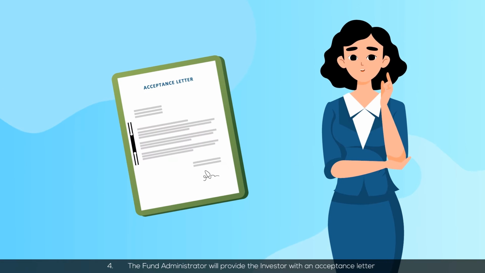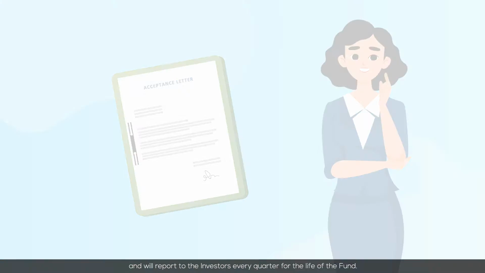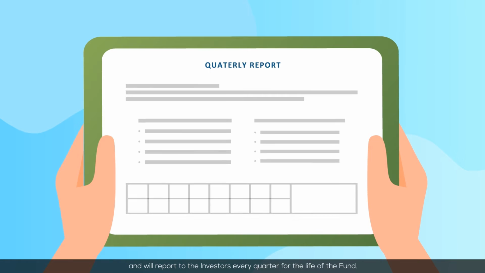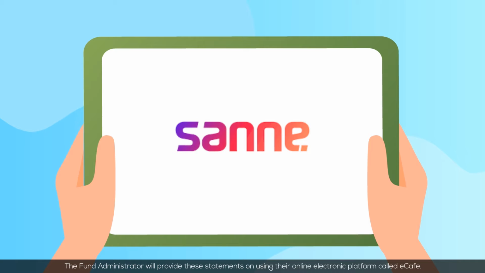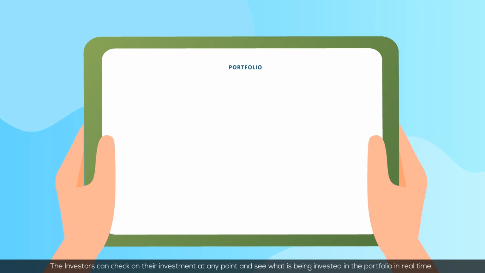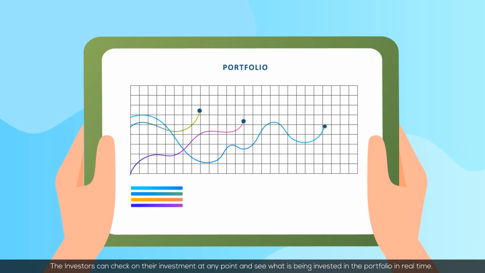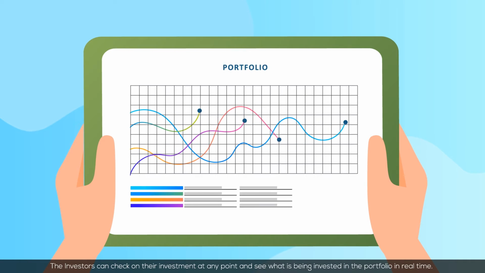4. The fund administrator will provide the investor with an acceptance letter and will report to the investors every quarter for the life of the fund. The fund administrator will provide these statements using their online electronic platform called eCafe. The investors can check on their investment at any point and see what is being invested in the portfolio in real time.